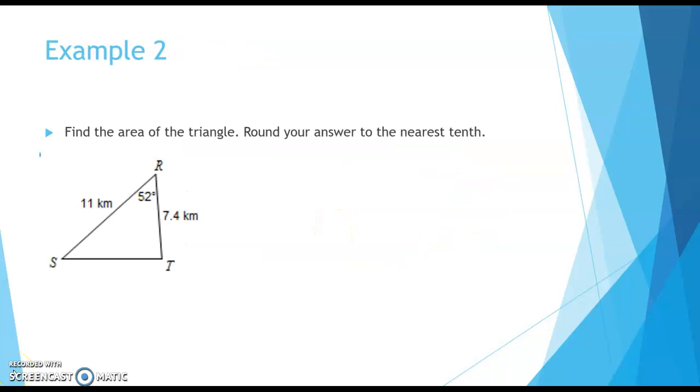The first thing I'm going to do is identify my sides. 7.4 is directly across from angle S, so this is going to be side S. And we have side T, and we have angle R. So we have side angle side. We can find our area by taking 1/2 times T times S times sine of angle R.